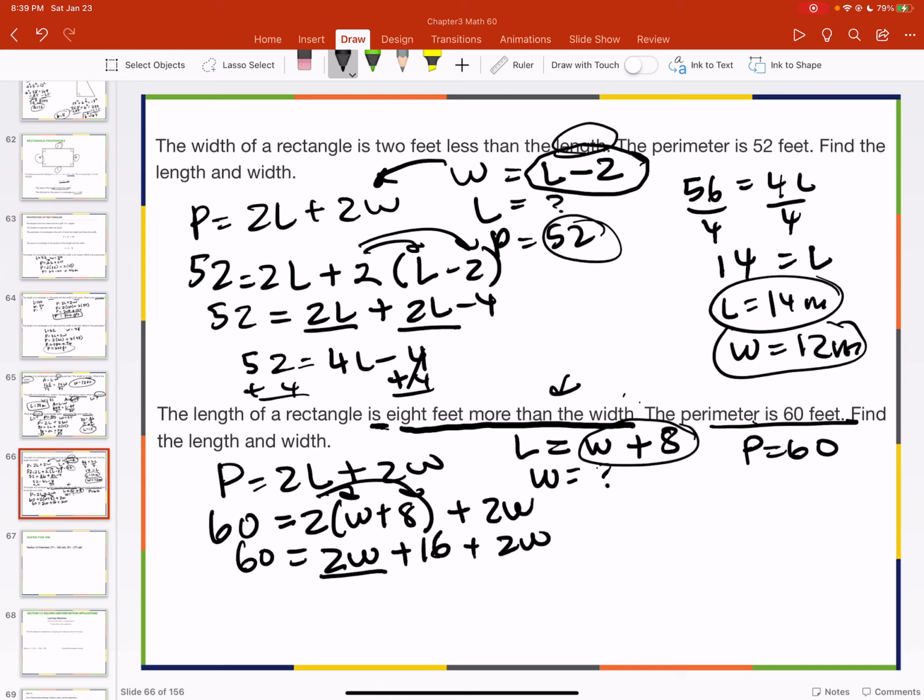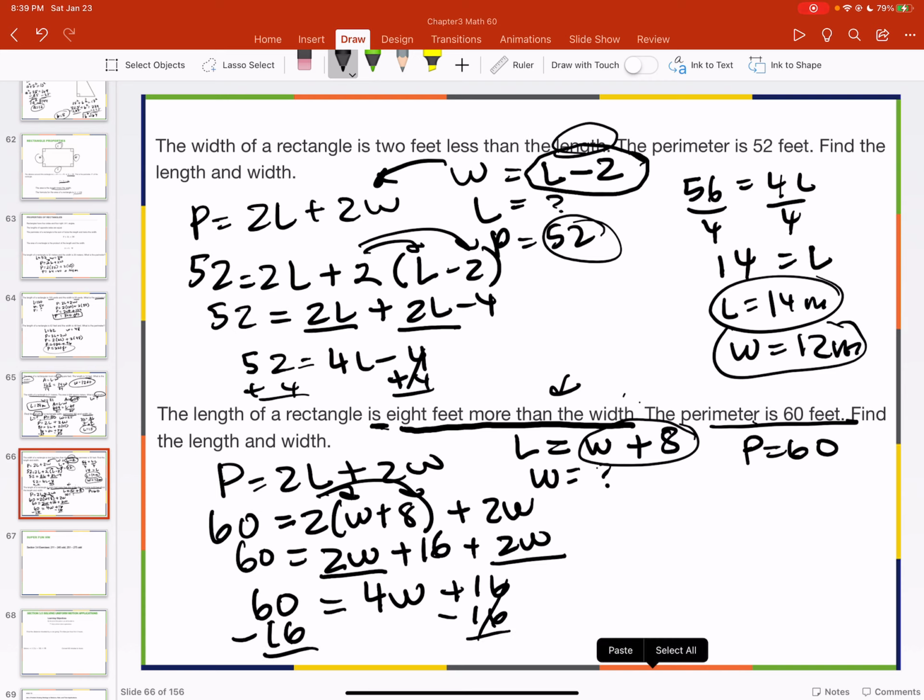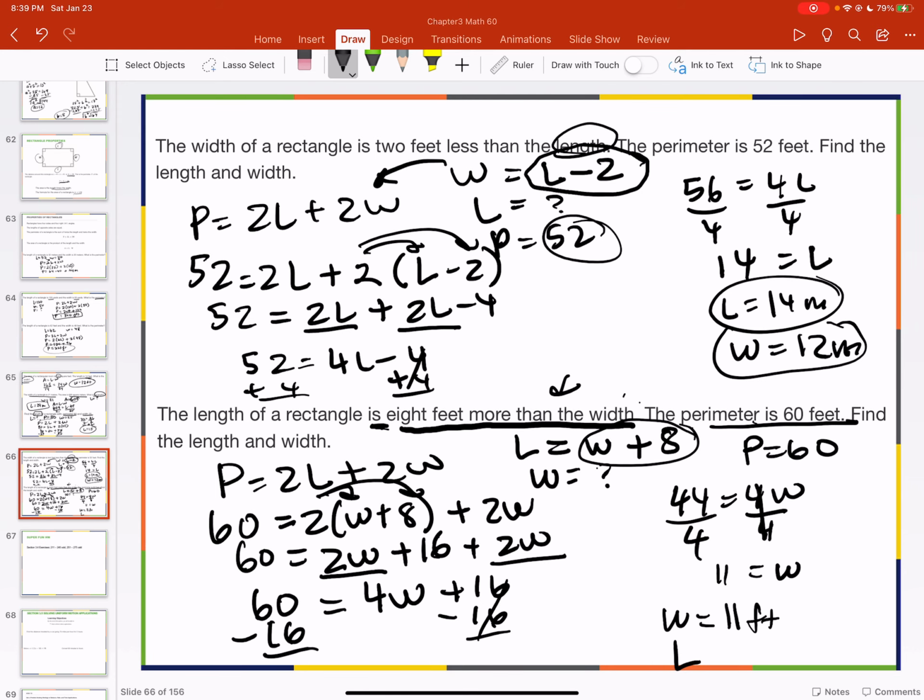And now we're going to combine like terms. So we get 60 on the left-hand side, and then 2W plus 2W is 4W plus 16. And then we're going to solve for W. So we subtract 16 from both sides. Okay, and then on the left-hand side, we have 44 is equal to 4W. Divide by 4. And we get that the width is equal to 11. So width is 11 feet. So what's the length? Length is 8 more than 11. So 11 plus 8, which is 19 feet.